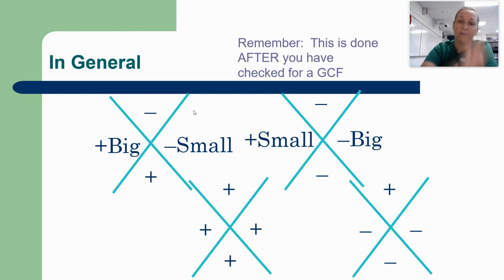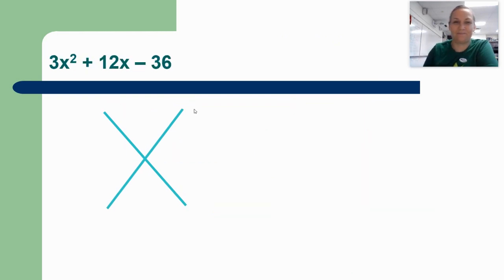So this is every scenario that can happen with the letter X, with your positive and negative signs. Remember, pause the video if you haven't had a chance to write all this down. We have 3 more examples. So here's my next example.